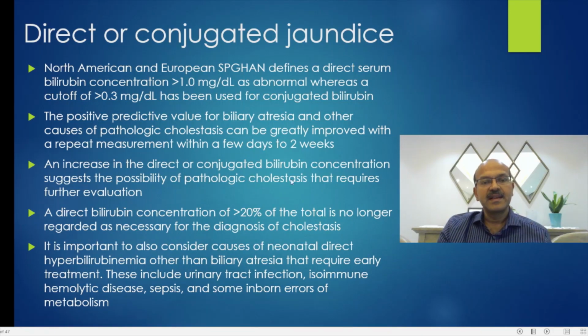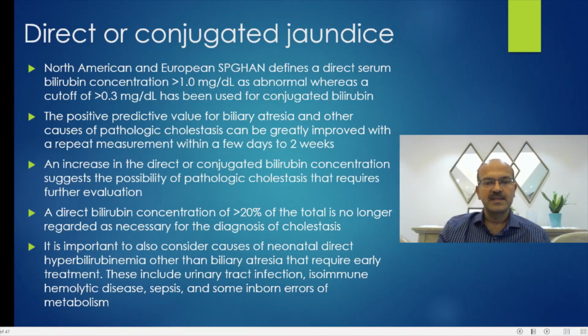An increase in the direct or conjugated bilirubin suggests the possibility of pathologic cholestasis. Previously, we used to say direct bilirubin of more than 20% of the total. This is no longer regarded as necessary for the diagnosis of cholestasis, again for the same reason that when the indirect bilirubin goes up, the proportion of direct bilirubin goes up as well. So you may be over-diagnosing more patients. In these cases, you would just repeat after a week or so to make sure it's coming down.